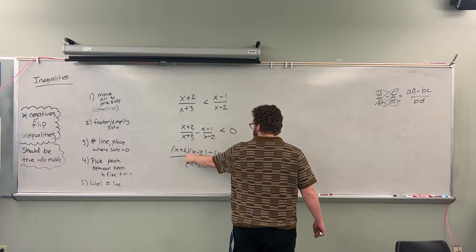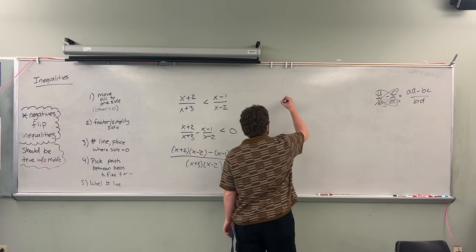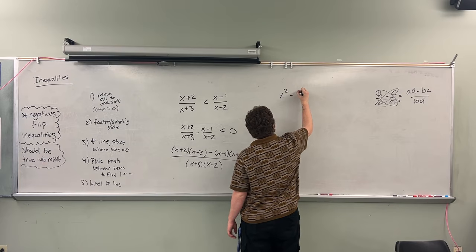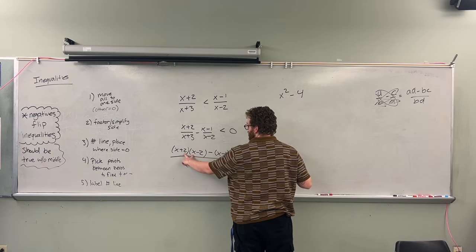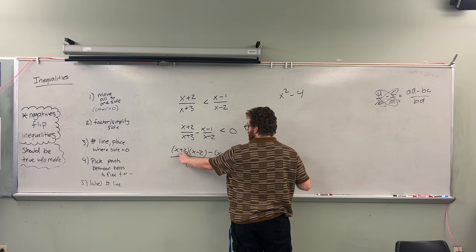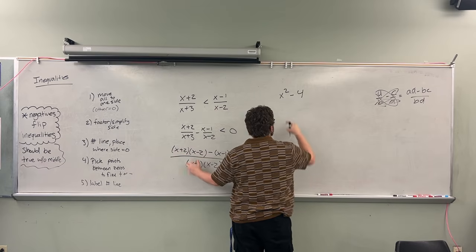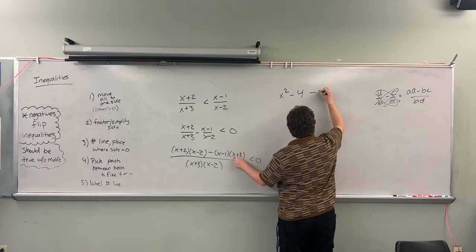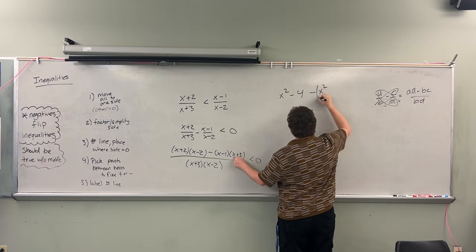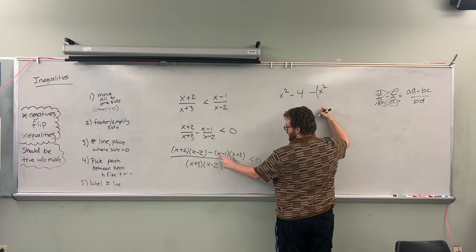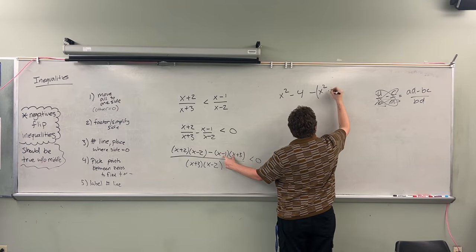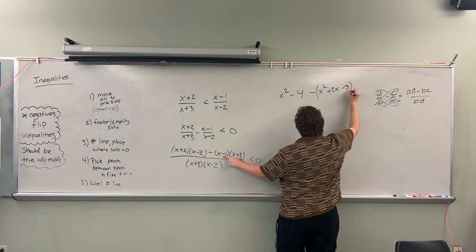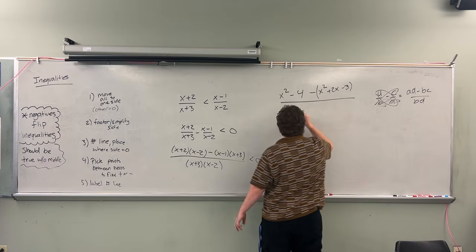Alright, so just FOILing everything out, I've got x squared minus 4, because this is a difference of squares here, so I don't really need to do any math. It's just a plus b, a minus b, a squared minus b squared, so x squared minus 4, minus x squared, so I'll put it in parentheses and the minus will distribute through, x squared, 3x minus x is 2x, negative 1 times 3 is negative 3. I'm going to leave my denominator as is.